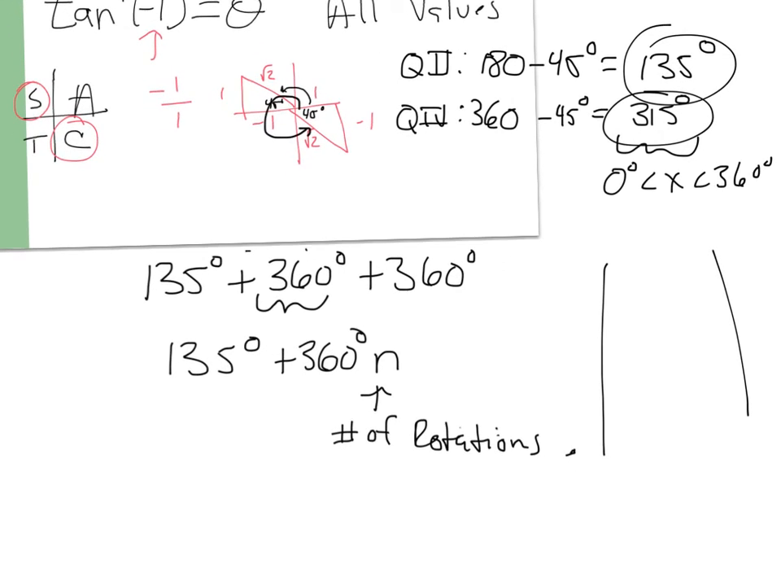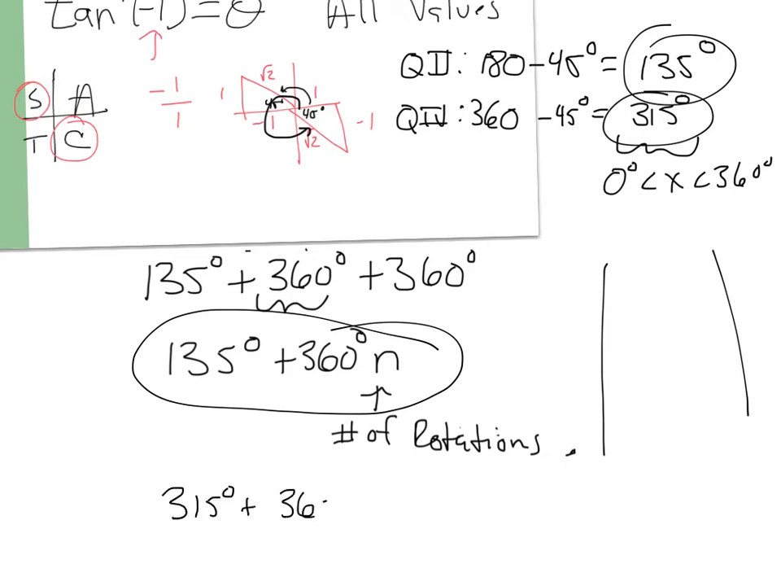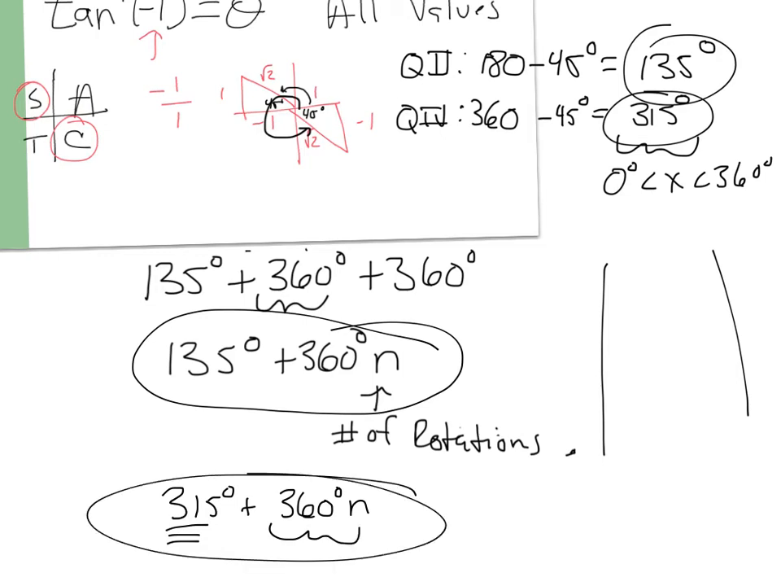So this would be one of our solutions. This would be for all of the 135 increments, right? 135, add 360, so 495, so on and so forth. So we'd set the 315 up the same way. Well, every rotation of 360 degrees would end up back at this spot. So we write 360n. And these are for all angle measurements, okay? For all values. So any one of these would work.